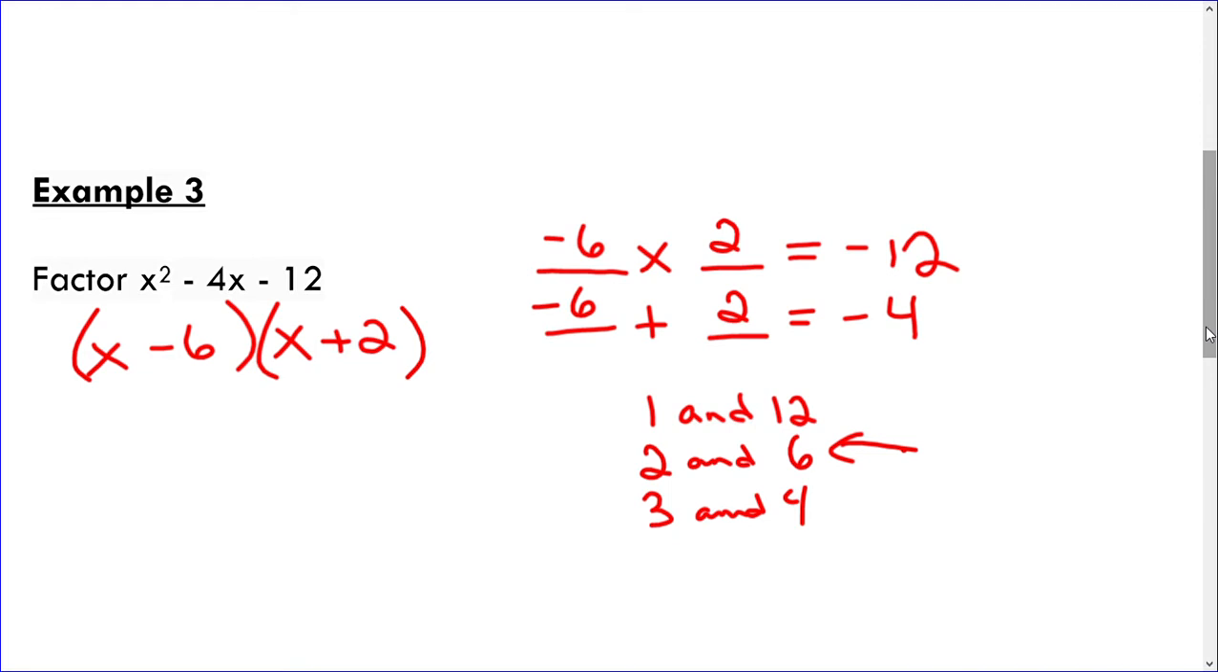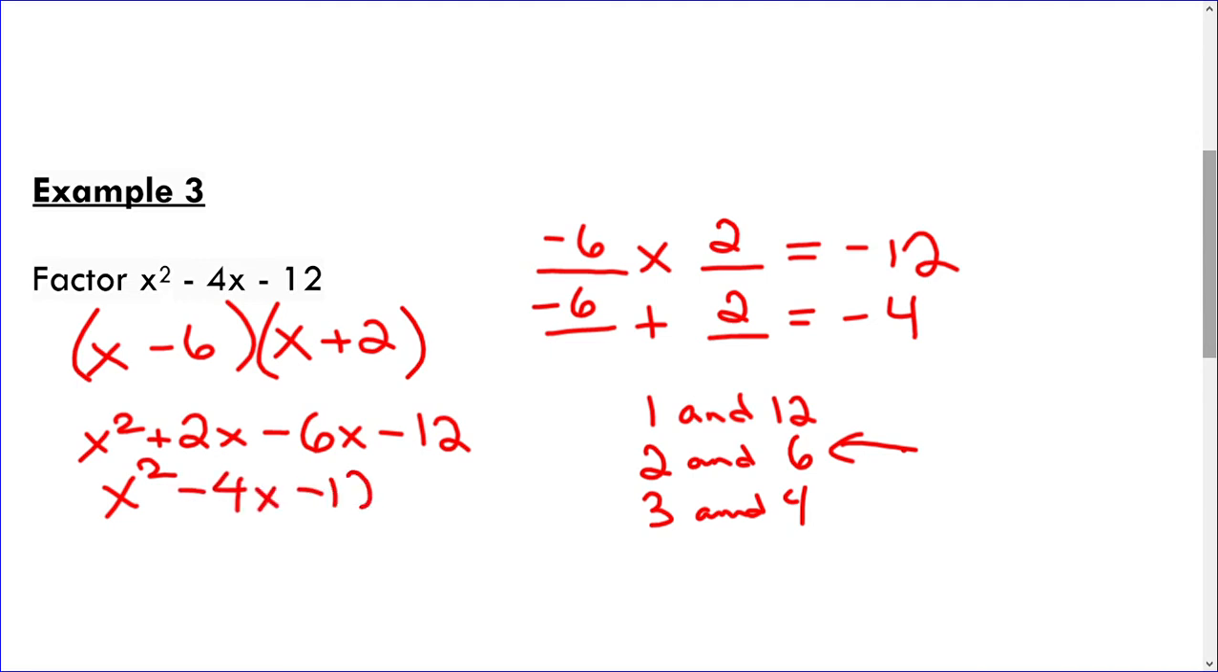And if I were to go through and verify again, I could make sure that I have the right answer. I do my first terms, x squared, my outside terms plus 2x, my inside terms minus 6x, and then my last terms minus 12. And then by combining my middle two terms, a positive 2x minus 6x is minus 4x minus 12. And then I can check and see that I'm on the right track.